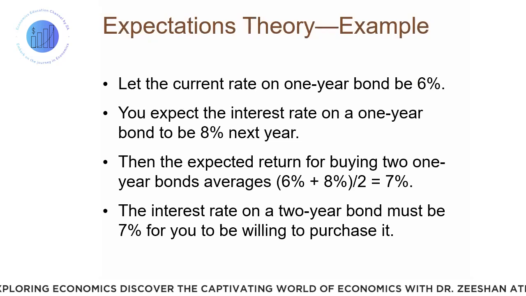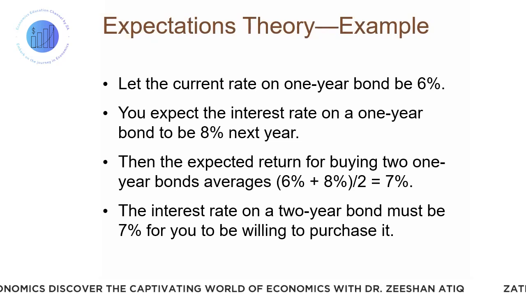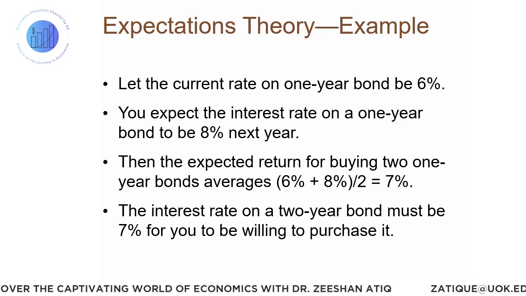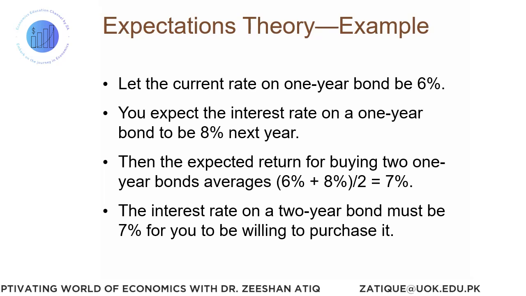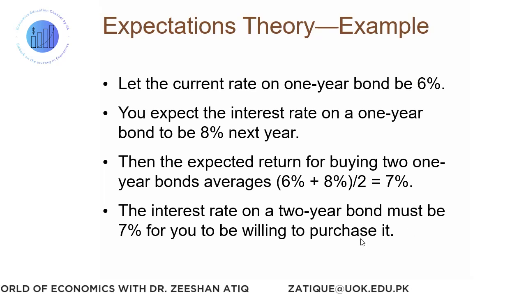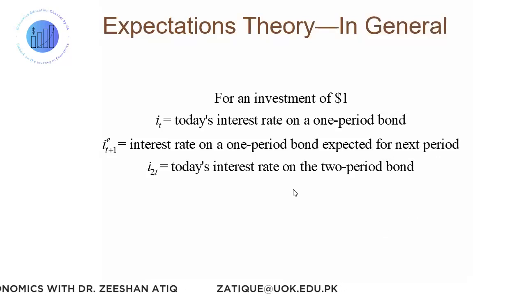But that 7% will actually yield you a negative sloped yield curve, because in the current period it's 8%. In the next 2 years, you are expecting it to be 7%. Okay. So the interest rate on a 2-year bond must be 7% for you to be willing to make investments for 2 years.